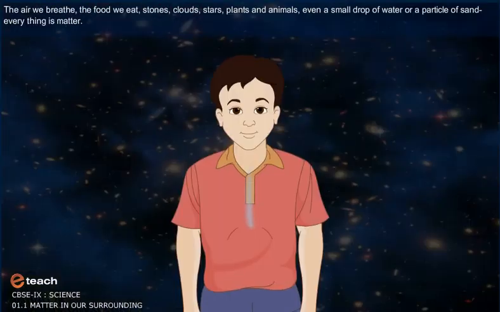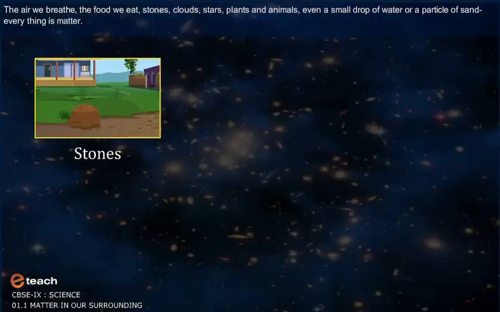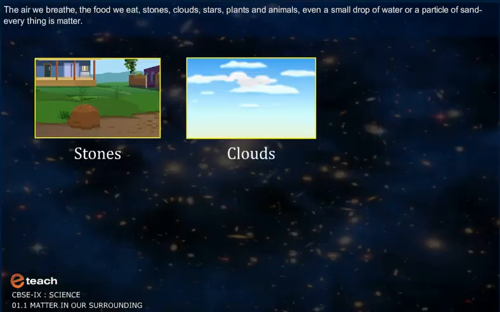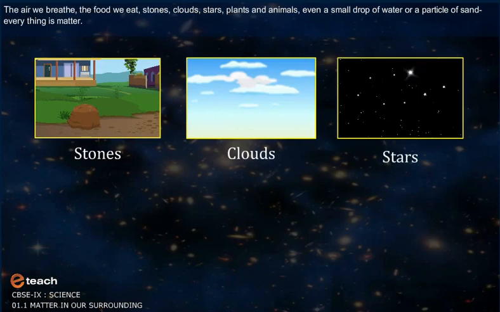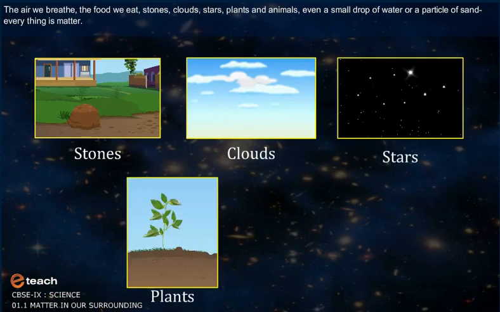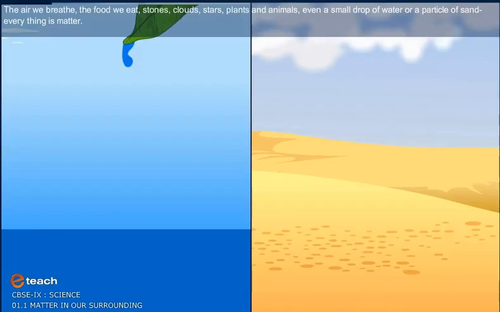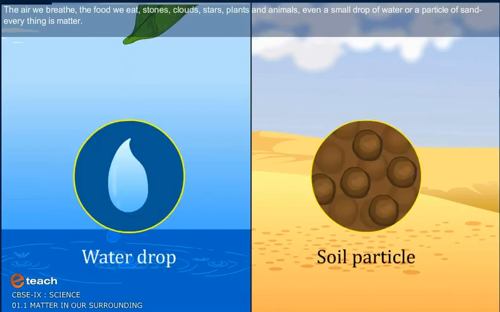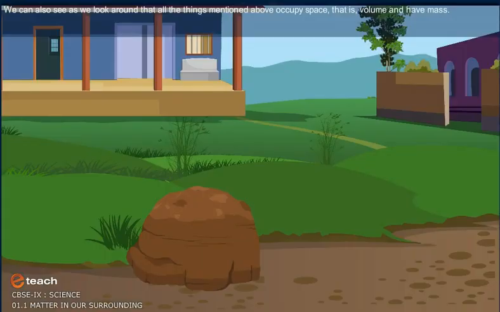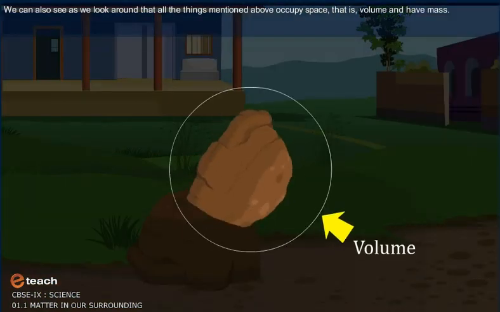The air we breathe, the food we eat, stones, clouds, stars, plants and animals, even a small drop of water or a particle of sand, each thing is matter. We can also see as we look around that all the things mentioned above occupy space, that is, volume, and have mass.